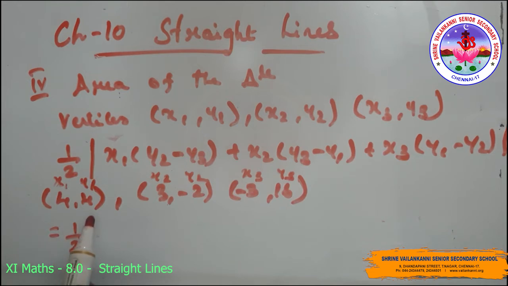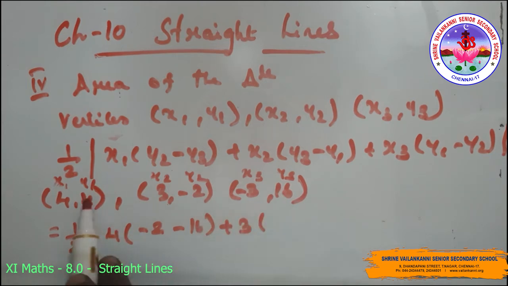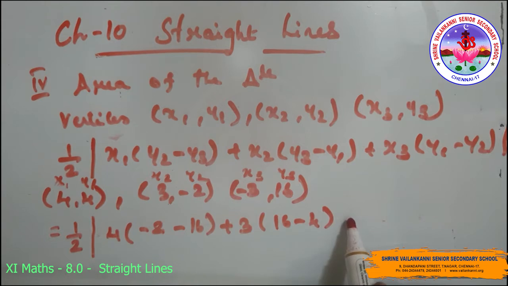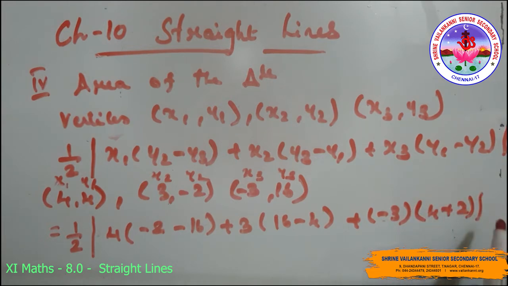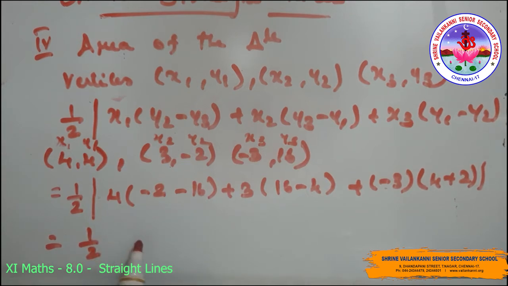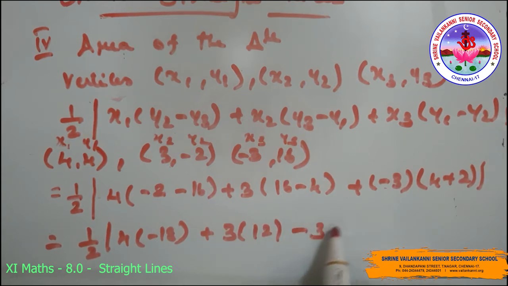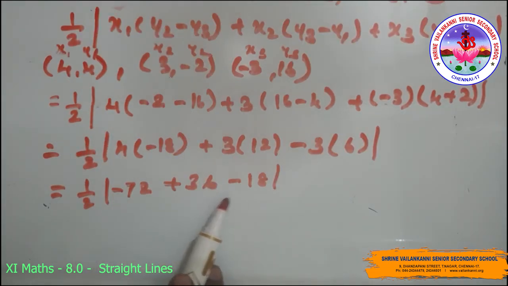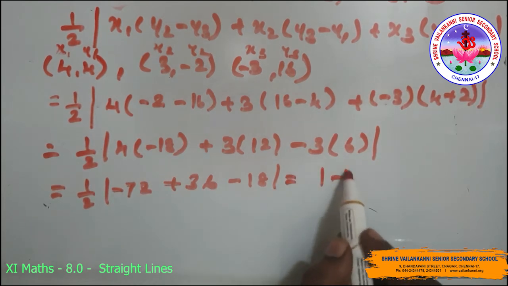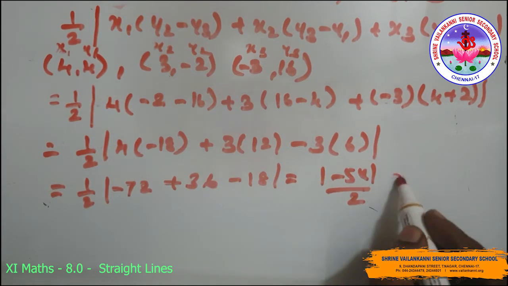formula, half of 4 into (-2 minus 16) plus 3 into (16 minus 4) plus (-3) into (4 plus 2), which is equal to half of 4 into (-2 minus 16), that is 4 into -18, plus 3 into 12 minus 3 into 6, which is half of (-72 plus 36 minus 18), which is -54 by 2, which is equal to 27.